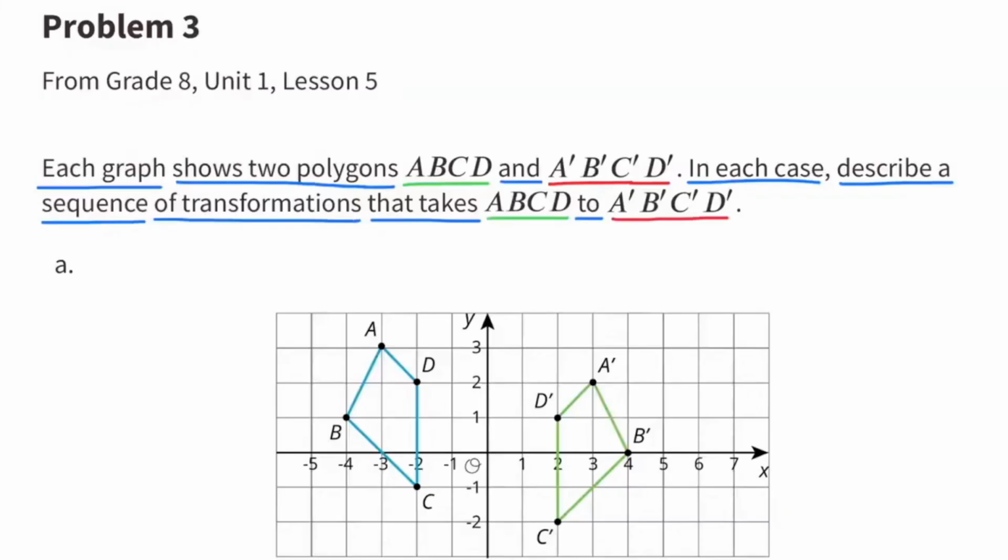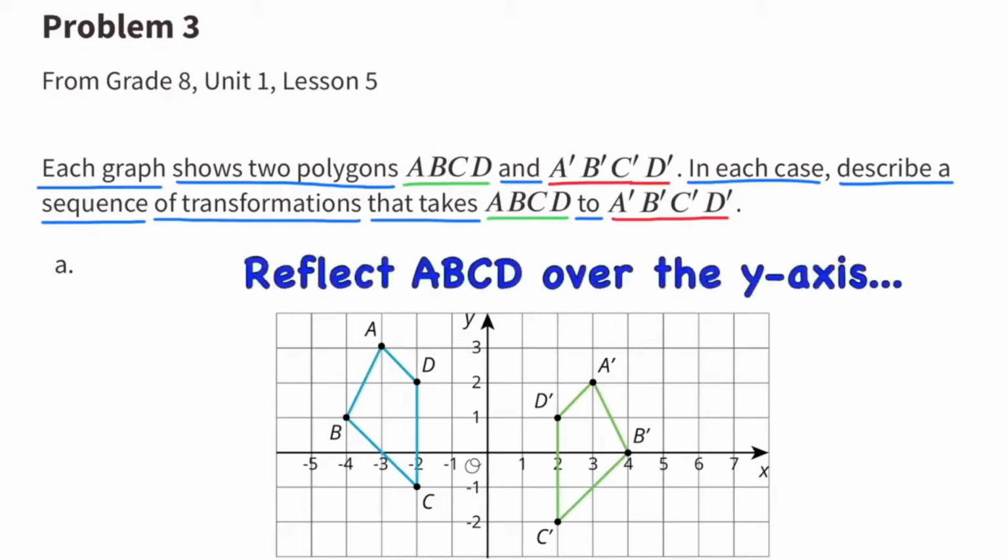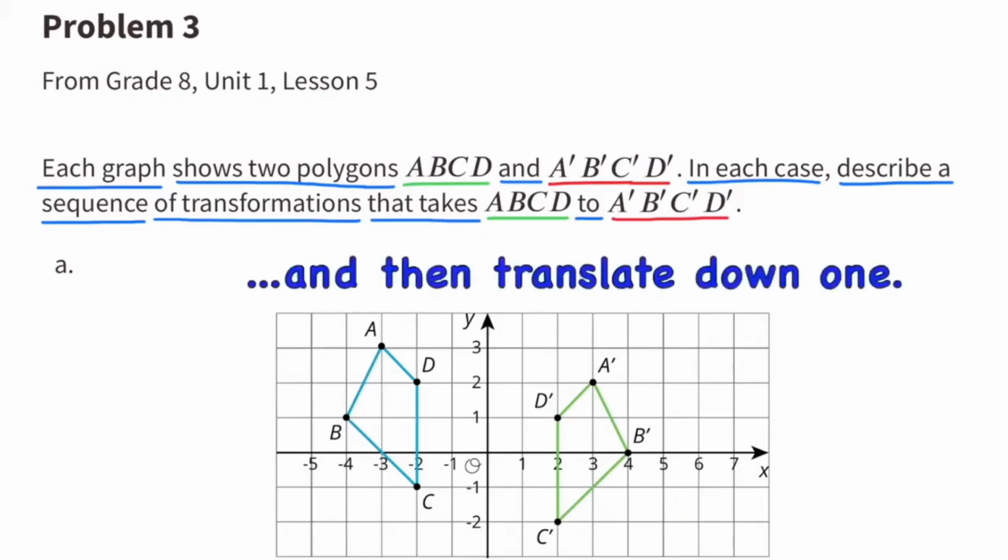Number 3. Each graph shows 2 polygons, ABCD and A', B', C', and D'. In each case, describe a sequence of transformations that takes ABCD to A', B', C', D'. To get from the first polygon to the second polygon, I would reflect ABCD over the y-axis and then translate down 1.